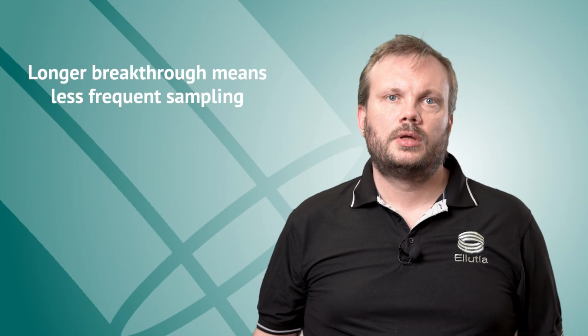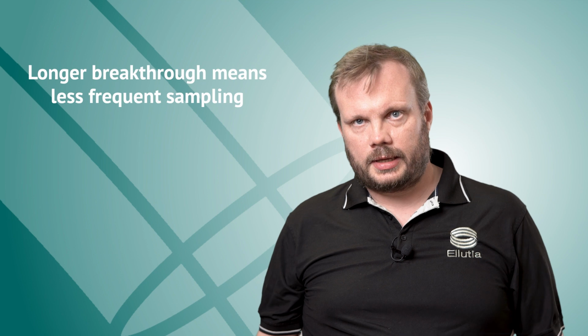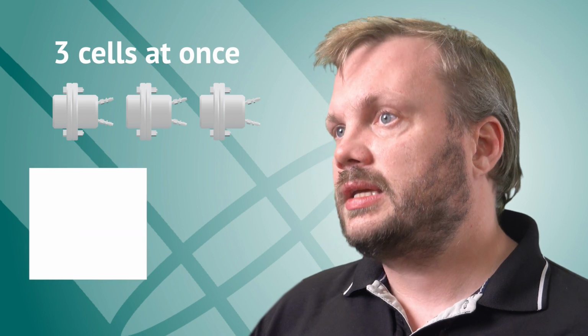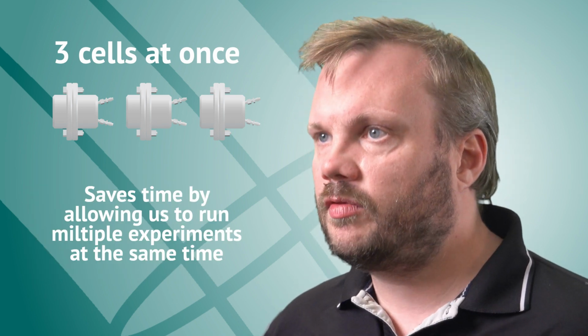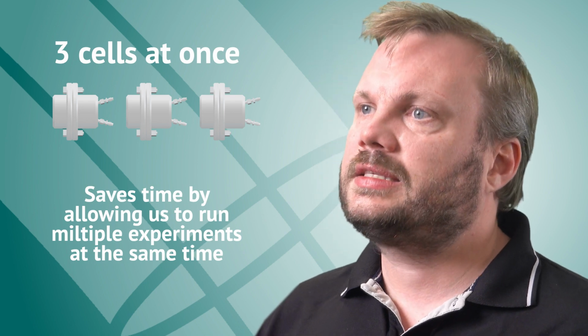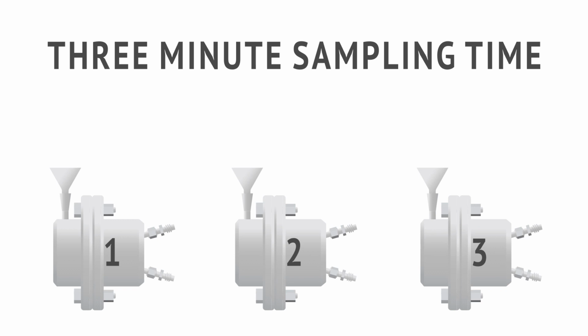If we have a material that is known to take longer to break through, we don't need to sample as frequently. This changes how our system operates, allowing us to use 3 cells at once. This helps us save time, and we can run multiple experiments together and still get the information we need. Let's see what this looks like with a 3-minute sampling time using 3 cells.